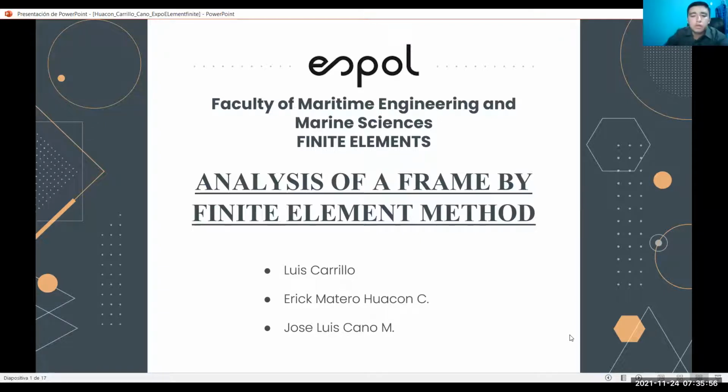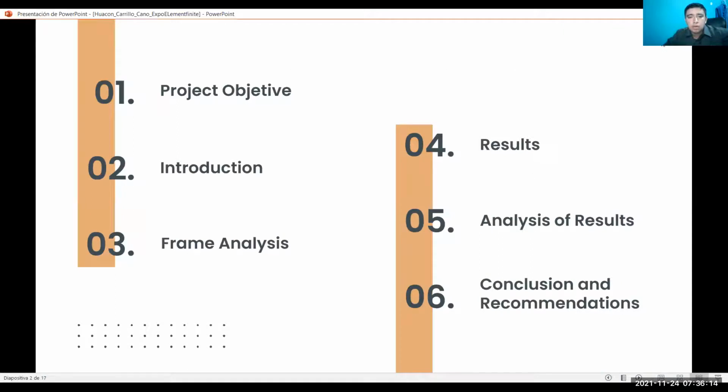Good morning. We are group 10. Me llamo Luis Carrillo, Eric Wacon, and me, Jose Cano. In this presentation, we will talk about the analysis of a frame by the finite element method. The agenda for this presentation is project objective, introduction, frame analysis, results, analysis of results, and conclusion and recommendation.